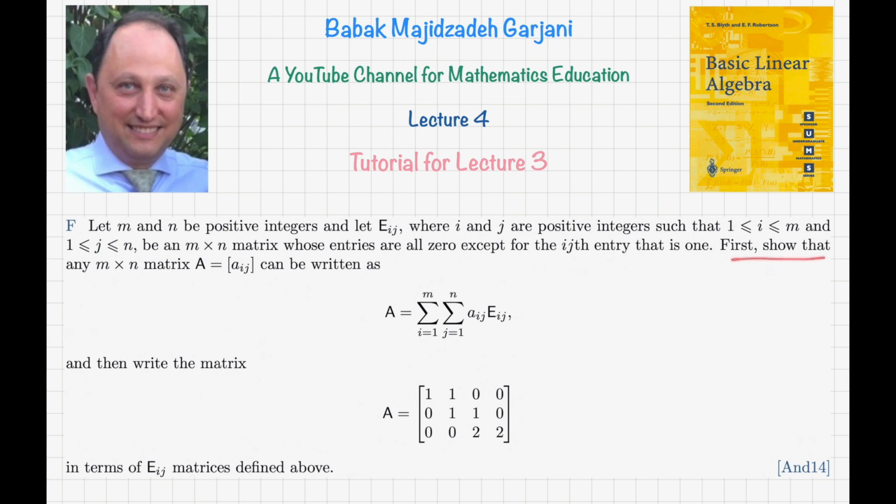First, show that any m by n matrix A can be written as this double sum. Inside this double sum, you see that these are the entries of my matrix A, and the E_ij's are the matrices defined here. And then write this matrix in terms of the E_ij matrices defined above. Of course, this last part is easy, because if you have already proved this formula, you can use it to write this in terms of the E matrices. Actually, it tells you that any matrix A can be written in terms of these matrices.